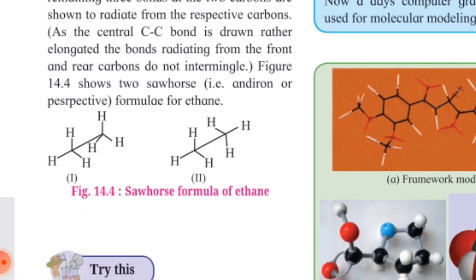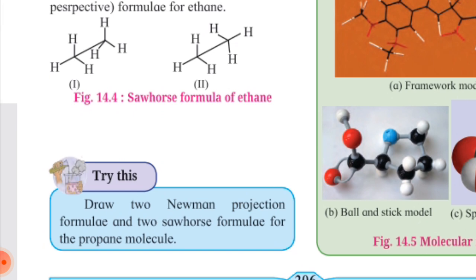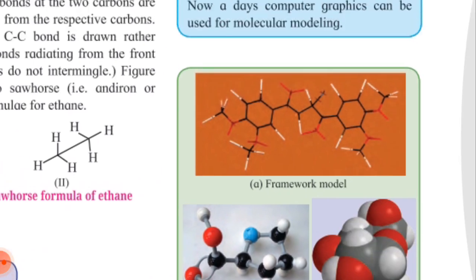Sawhorse formula of ethane. Try this: draw two Newman projection formulas and two sawhorse formulas for the propane molecule.